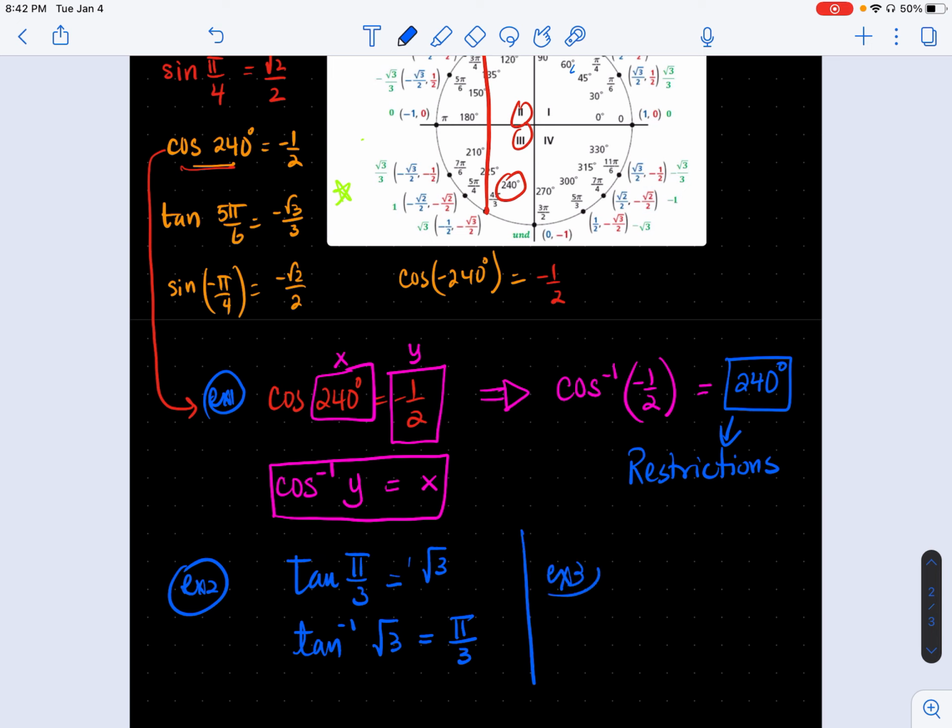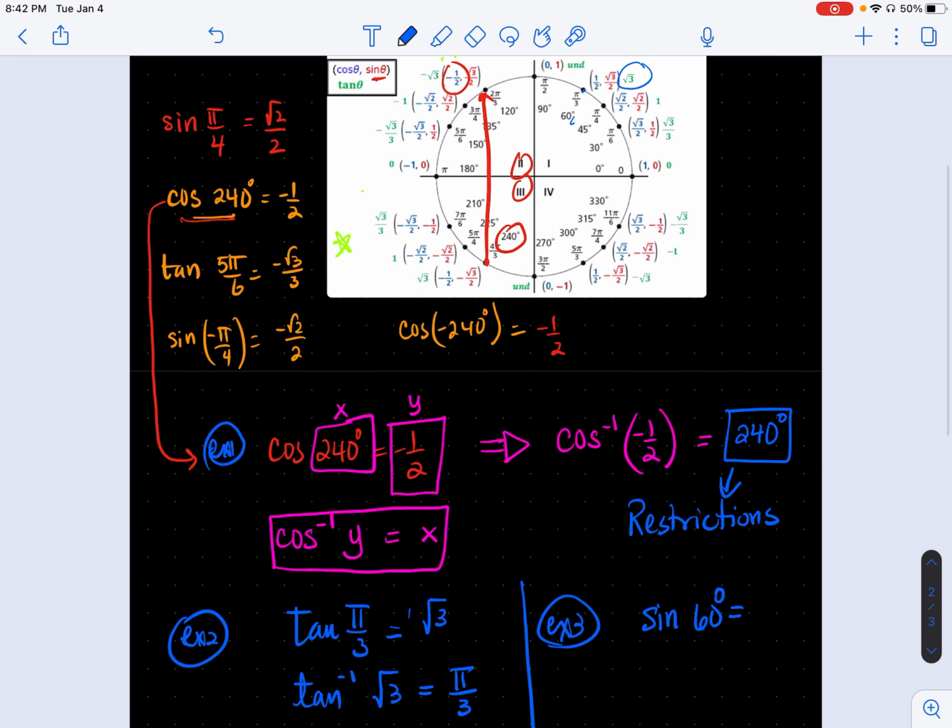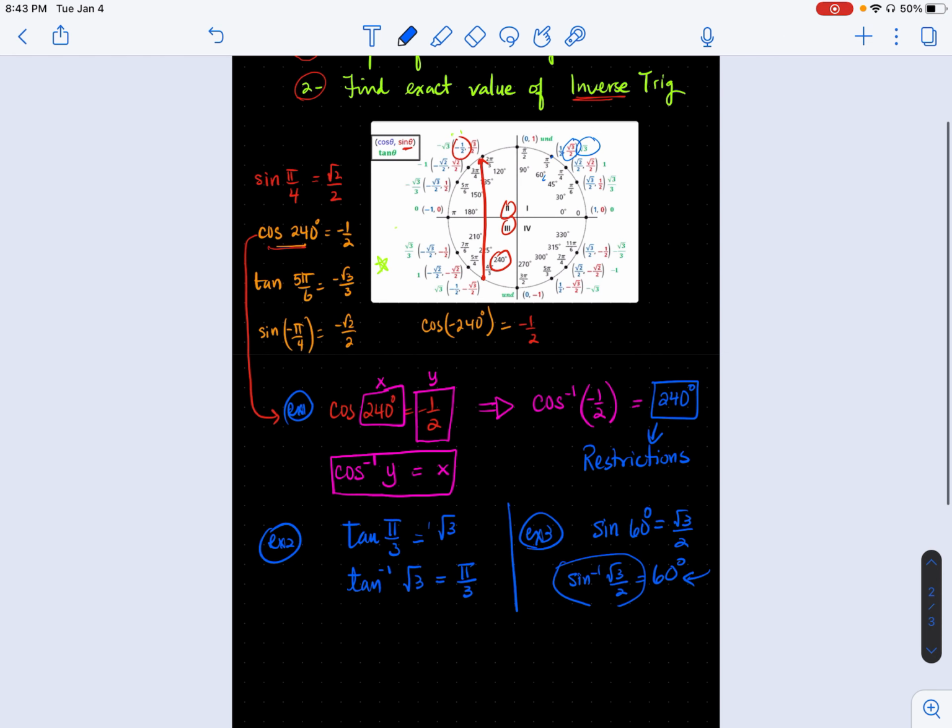Another example, let's say sine of 60 degrees is equal to root 3 over 2. And the inverse way of writing that would be sine inverse root 3 over 2 is equal to 60 degrees. In this case, this becomes a question, and we are trying to find the angle or the output here, which used to be the input for the regular function. So this is the basis of it.